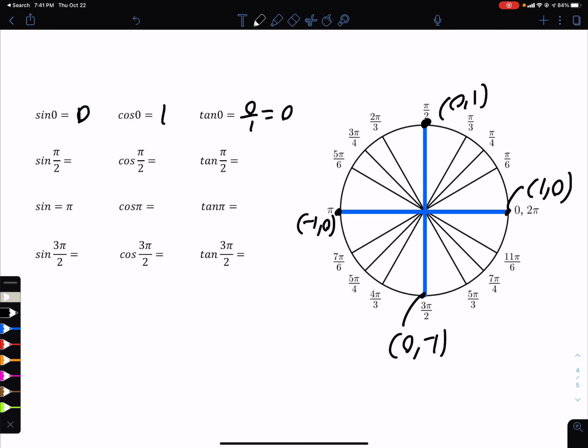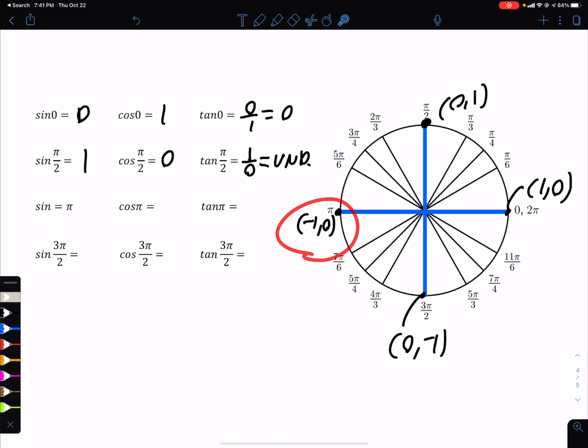Let's do the next one, pi over 2, right here. Cosine's the x, sine's the y. Cosine is 0, sine is 1. Tangent is sine over cosine. Dividing by 0 is not allowed. That's undefined.